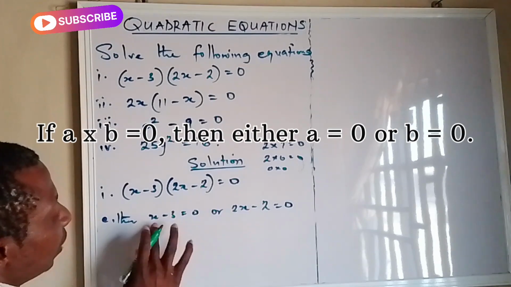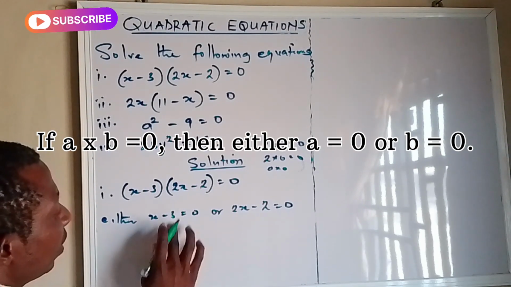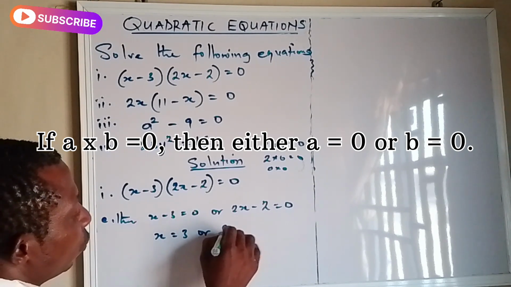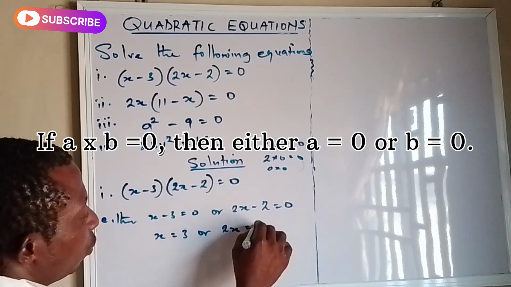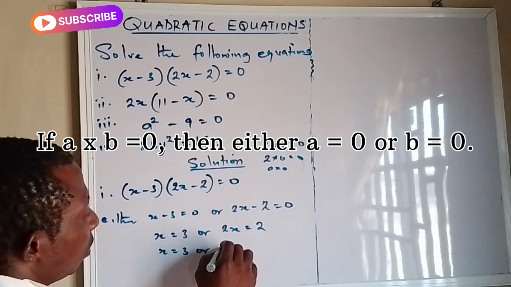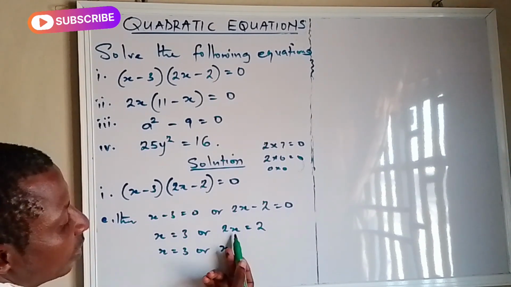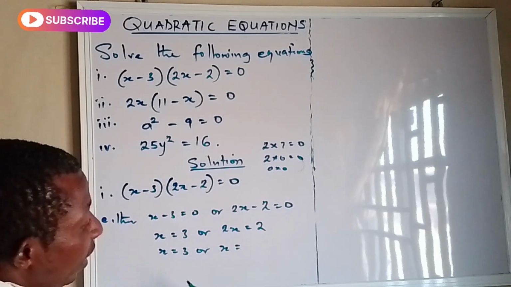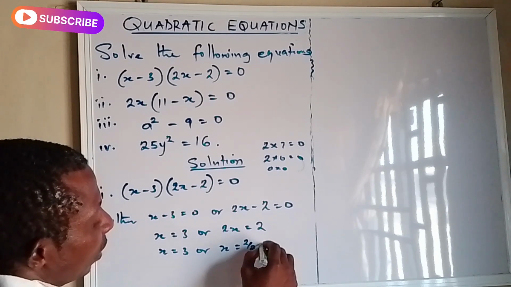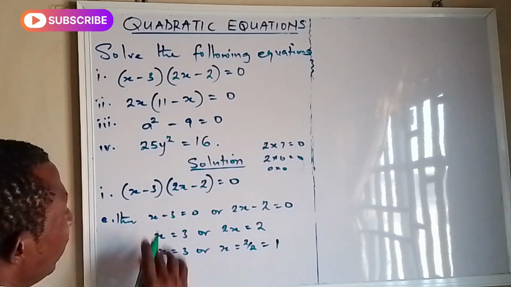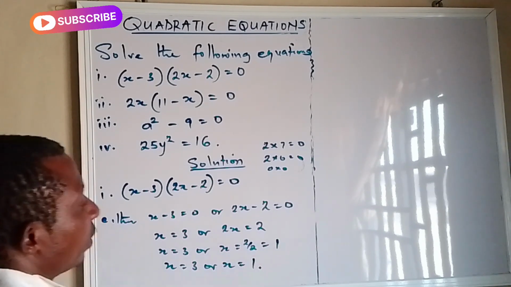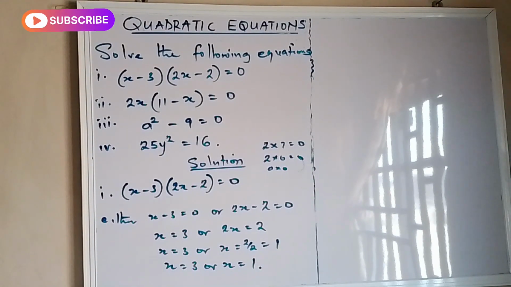So now you can try and make x the subject of the formula here. You move this to this end, we have x = 3 or 2x = 2. So x = 3 or x equals, you divide both sides by the coefficient of x here, which is 2. That's 2 divided by 2, and that gives you 1. So in this case we have x = 3 or x = 1. So that is the answer to the first part of the question.